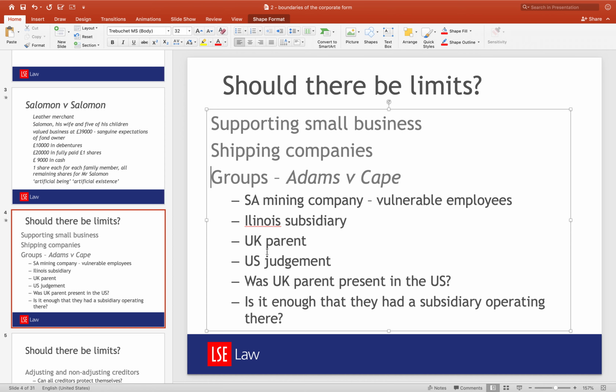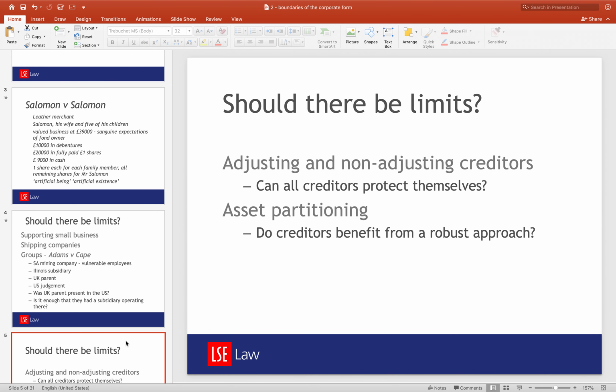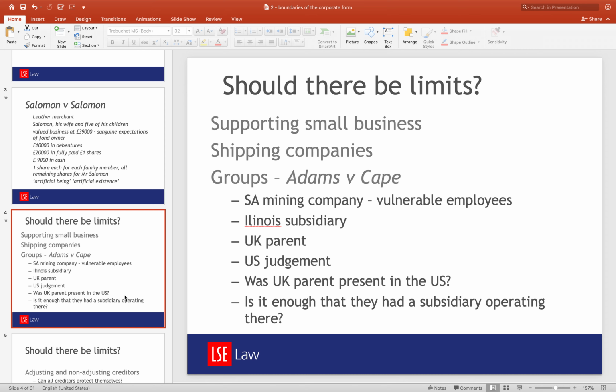That tells you that in the United States, the corporate veil isn't as robust as in the UK, because the UK court said that US judgment wasn't enforceable in the UK. That was because the UK parent wasn't present in the litigation. So I say that Adams and Cape is a good case for exploring the limits. That's because it concerned a miner, a vulnerable employee of a South African subsidiary of a profitable international corporation.